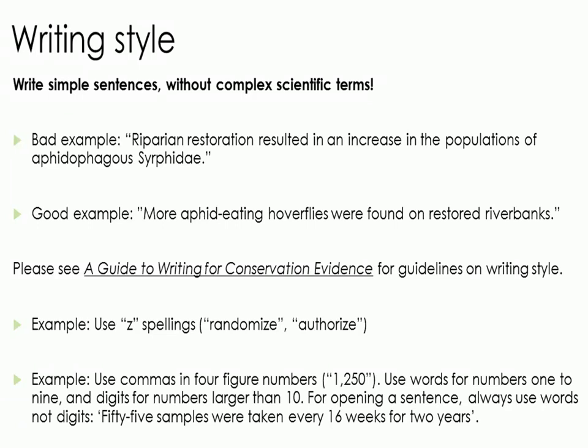There are so many different forms of jargon out there that I can't possibly go through them all, but just try to keep an eye out for terms like riparian restoration or Syrphidae or Aphidophagous, and explain them in a simpler way. We have some recorded talks on writing in plain English. And there's other house styles, which are included in a document that you'll be given later, like we always use the Z spellings instead of the S. And there's house style on numbers.